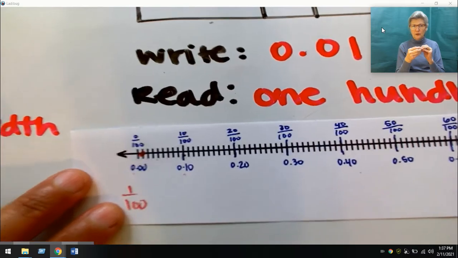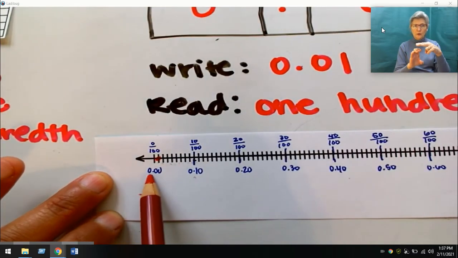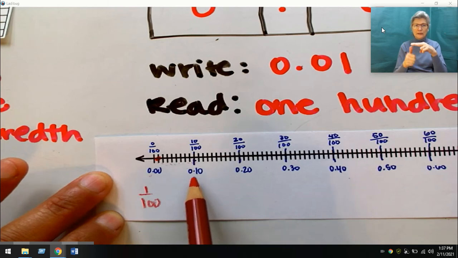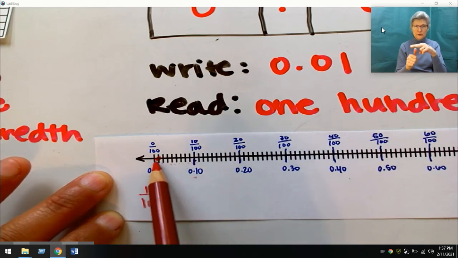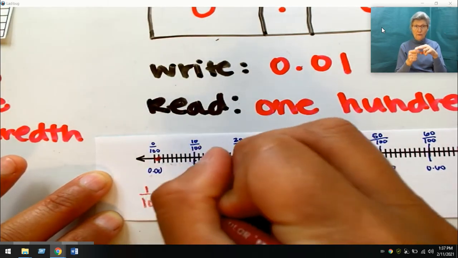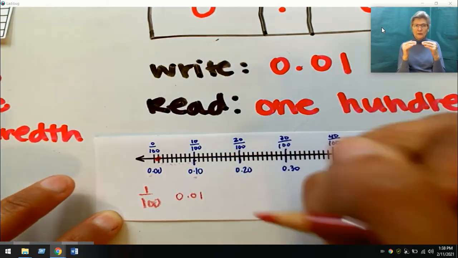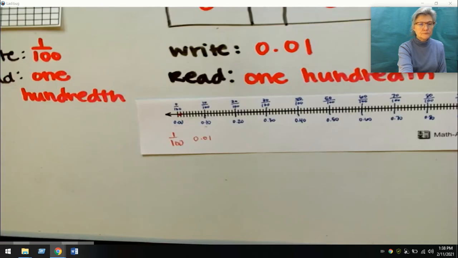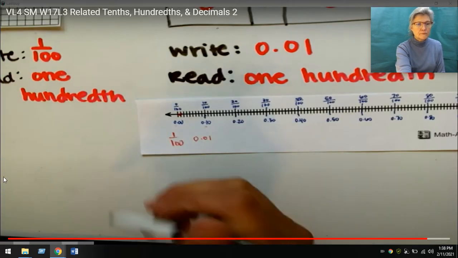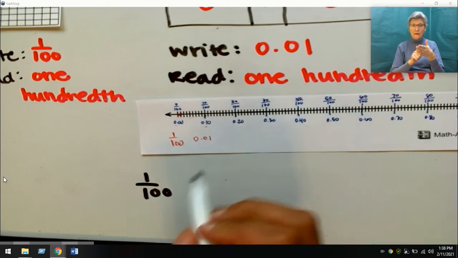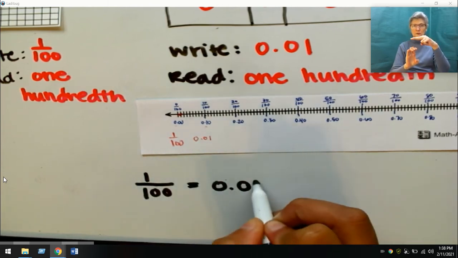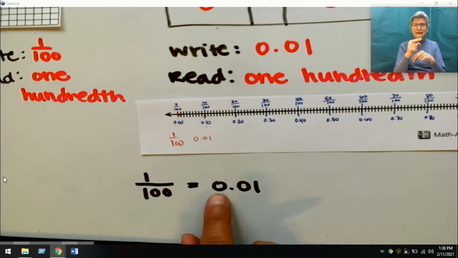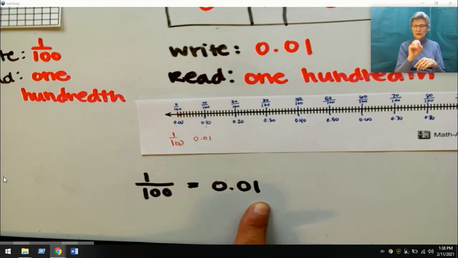And I see, if I zoom in here, that 1/100th falls in between 0 and 10 hundredths. And so I need to look and see what this position would be. And if we're increasing by 1, we see that would be 0.01, or 0 and 1/100th. So we know that another way to write the fraction 1/100th is in this decimal form, with a 0 in the ones place, a 0 in the tenths place, and a 1 in the hundredths place.